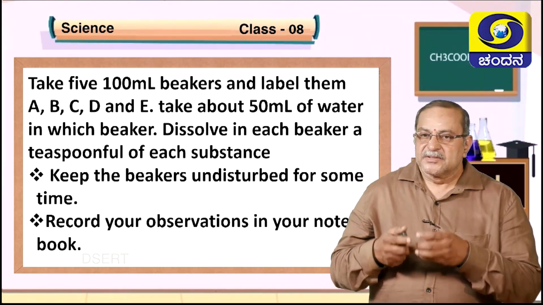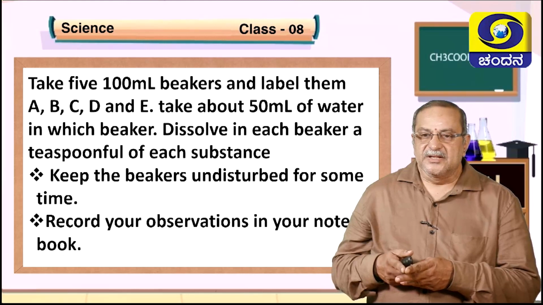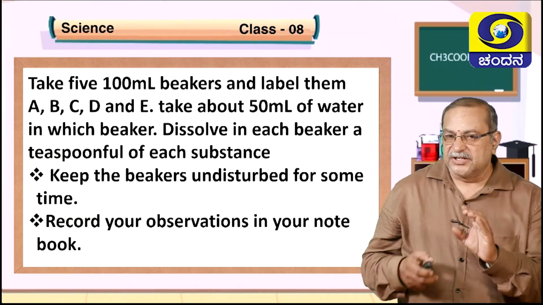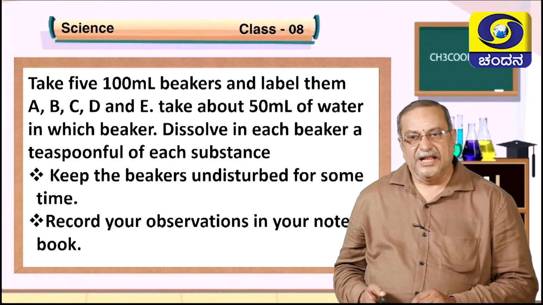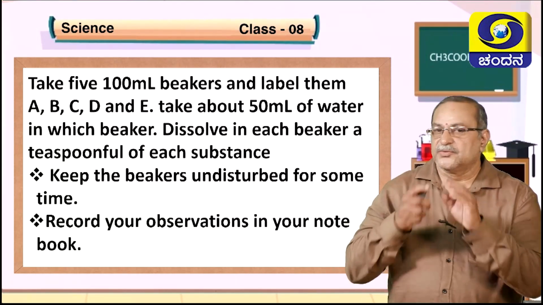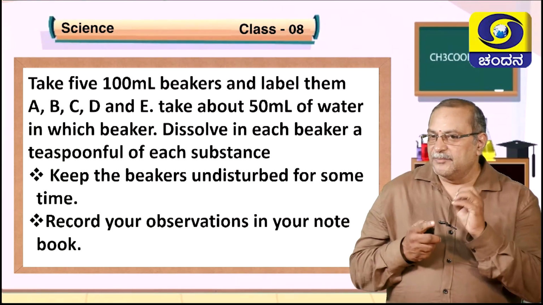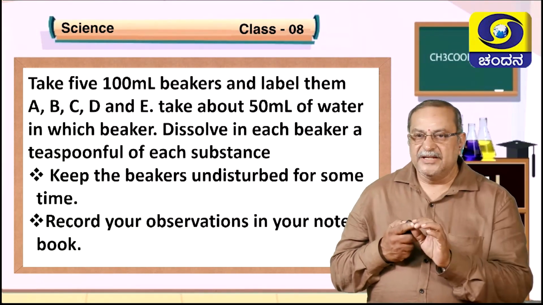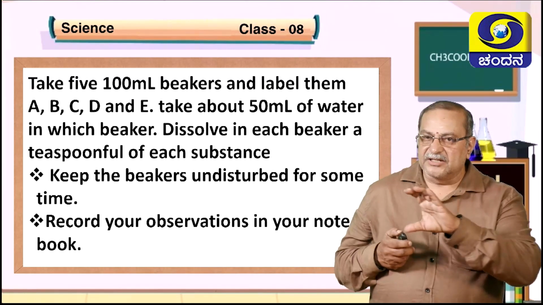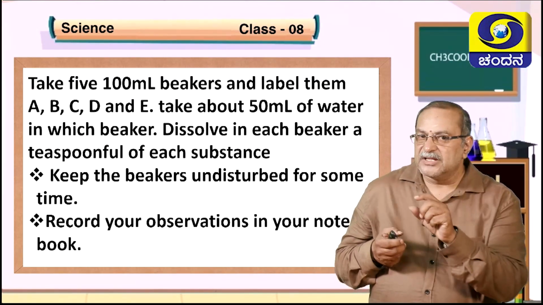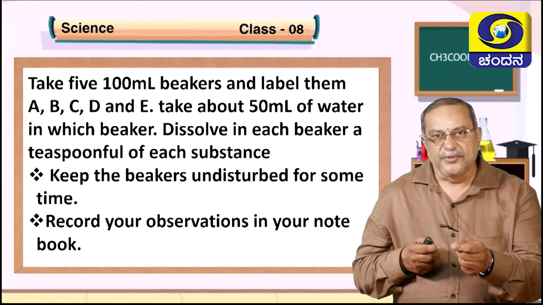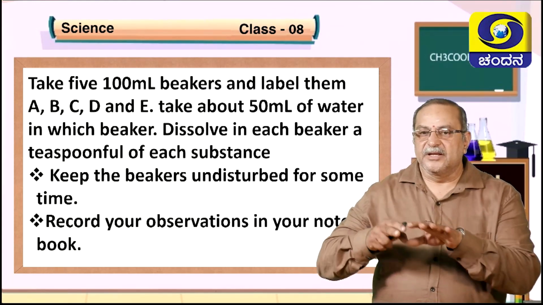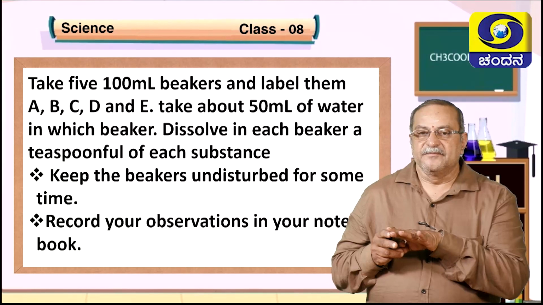Okay. So you have to keep the beakers undisturbed for some time. Record your observation in your notebook. What will happen? We will do it now. So what you have to take? 100 ml beakers, five of them labelled A, B, C, D, E, and 50 ml of water in each beaker. Dissolve the given compound in each one separately, keep the beakers undisturbed for some time and record what happens.